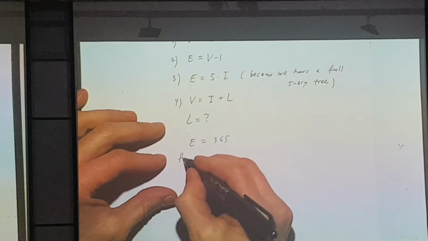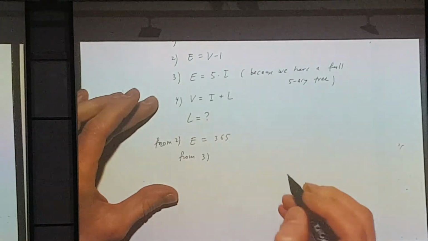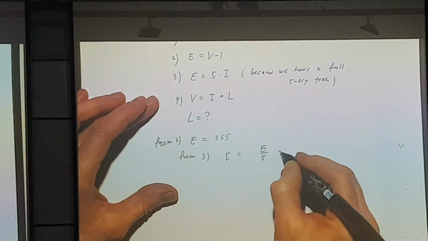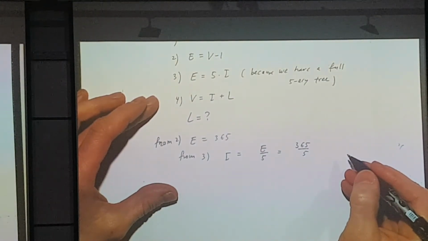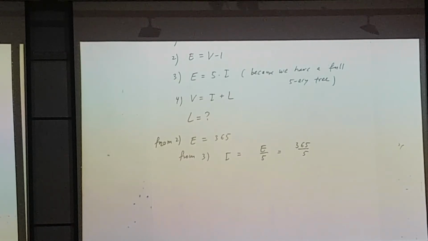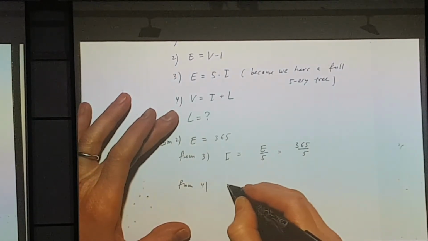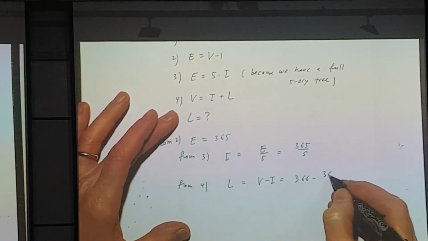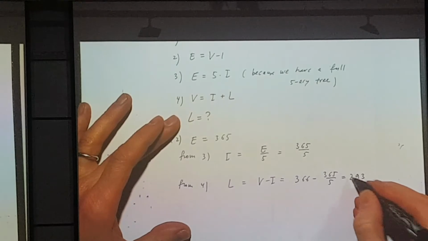Then from equation 3, so that was from equation 2 I found this. From 3, we find that capital I equals E divided by 5. That's 365 divided by 5. Oh, I didn't write what this is. So it's some number. Let me keep it as a fraction. And then finally from equation 4, L equals V minus I. And V is 366 and I is 365 over 5. And here I did my arithmetic at home, so that's 293.